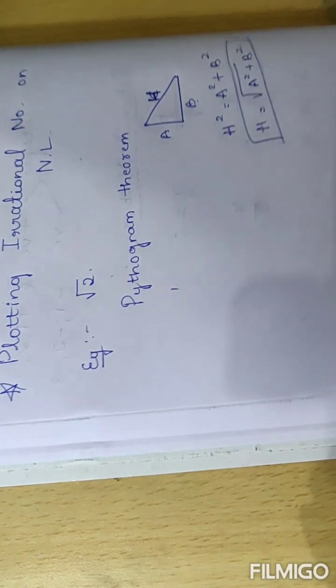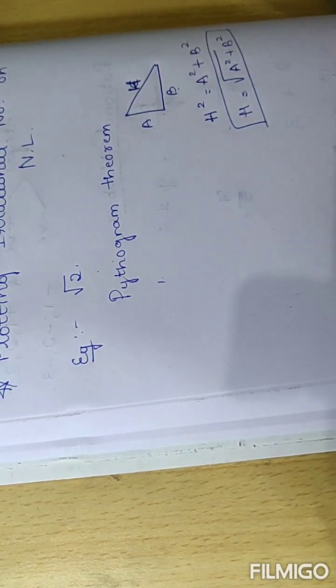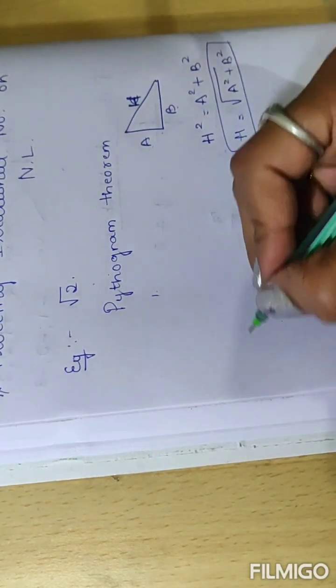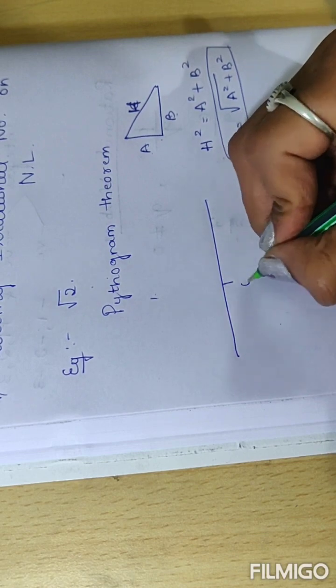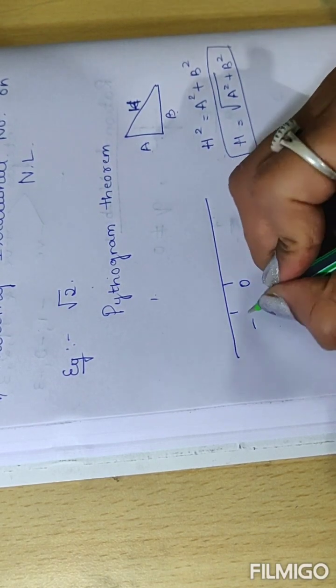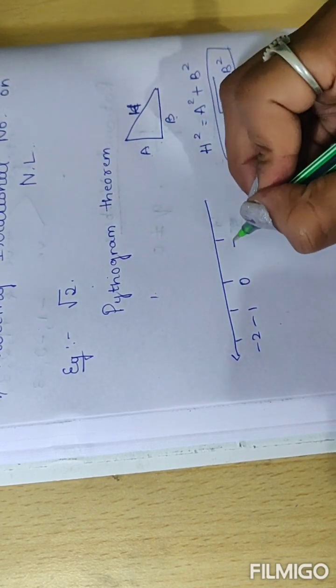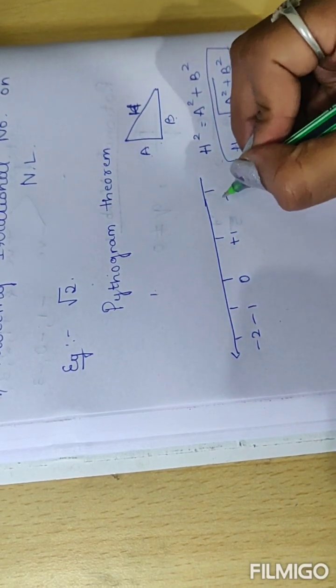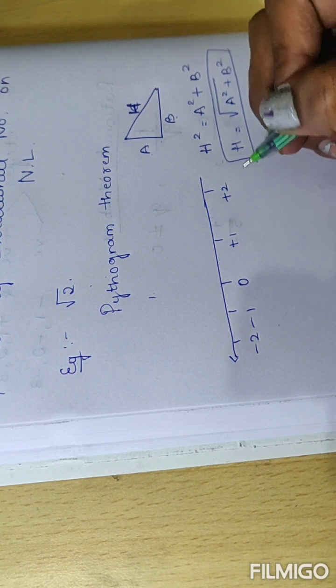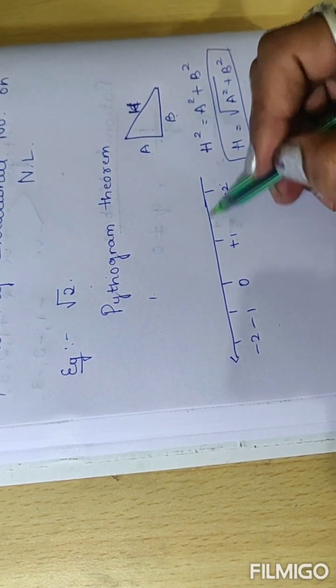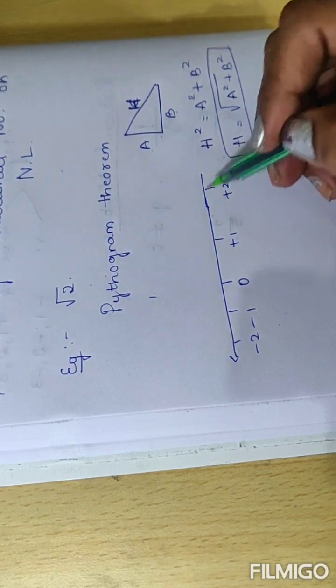Please understand. Okay, so what are we going to do now? Where does root 2 come? Root 2 will come on the number line 0, minus 1, minus 2, plus 1 and plus 2. So where does root 2 come? Root 2 will come after plus 1 and plus 2, in between somewhere here. We are going to find this out.